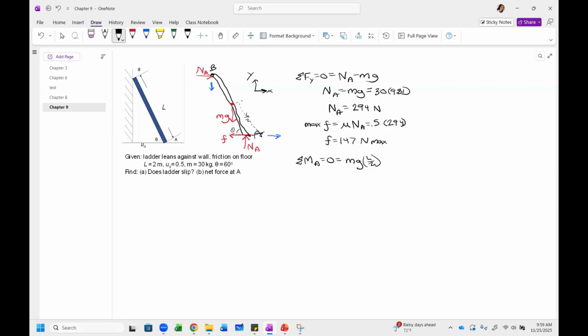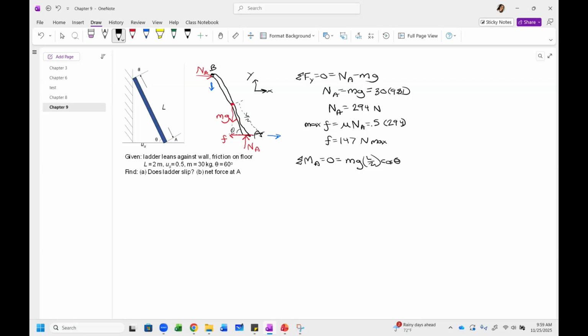But then we actually need this horizontal distance. So that's L over 2 times cosine of theta. We need the horizontal distance because the mg is a vertical force, and we need force times its perpendicular distance. So the moment is mg times L over 2 cosine theta.